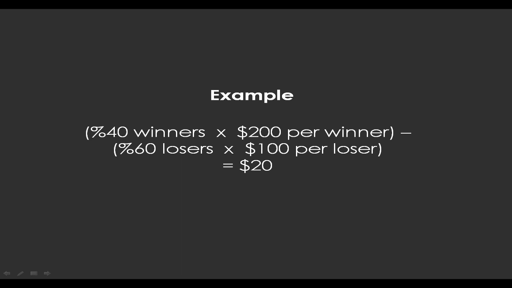So if it was 8 losers, you'd have 8 times $100 per loser. That's minus 800. And you'd only have $400, 2 times 200 on the winners. And you'd actually lose $400 in this example. And so this positive expectancy system would be making you lose money over those 10 trades.